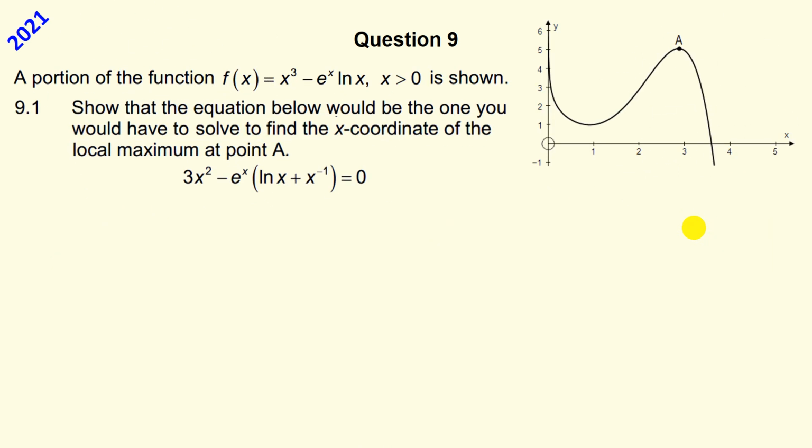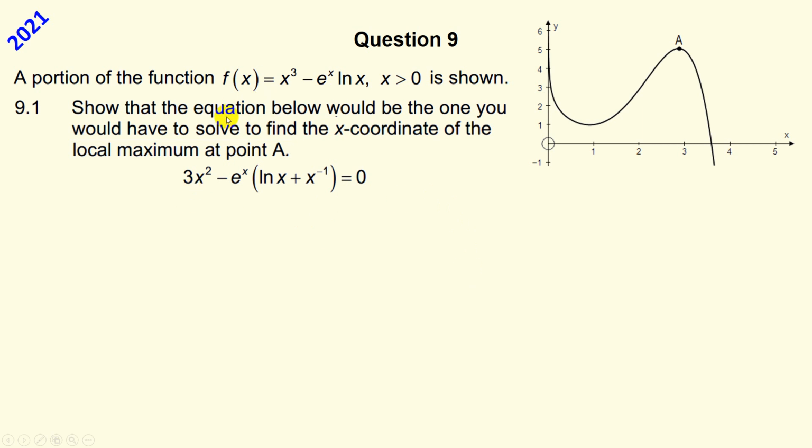Here we are, we're on to a graph question now. y equals f of x equals x cubed minus e to the x ln x. Show that the equation below would be the one you would have to solve to find the x-coordinate of the local maximum point A. Usually when they say show, people are put off by that, when in fact all they mean by show is calculate, by the way, here's the answer. They don't want you to carry an error forward into the next section of the question.